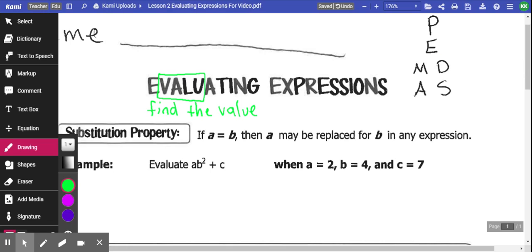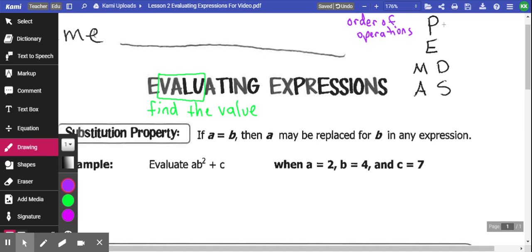There are a couple things we need to review before we jump into evaluating expressions. PEMDAS, which its real name is Order of Operations. So PEMDAS tells you the order that you need to do when you are going to evaluate an expression, when you're going to evaluate a math problem.